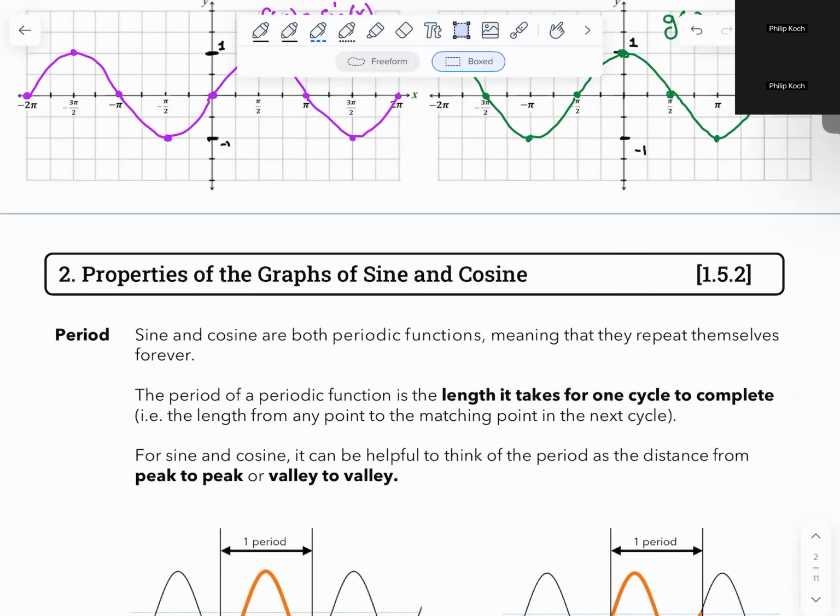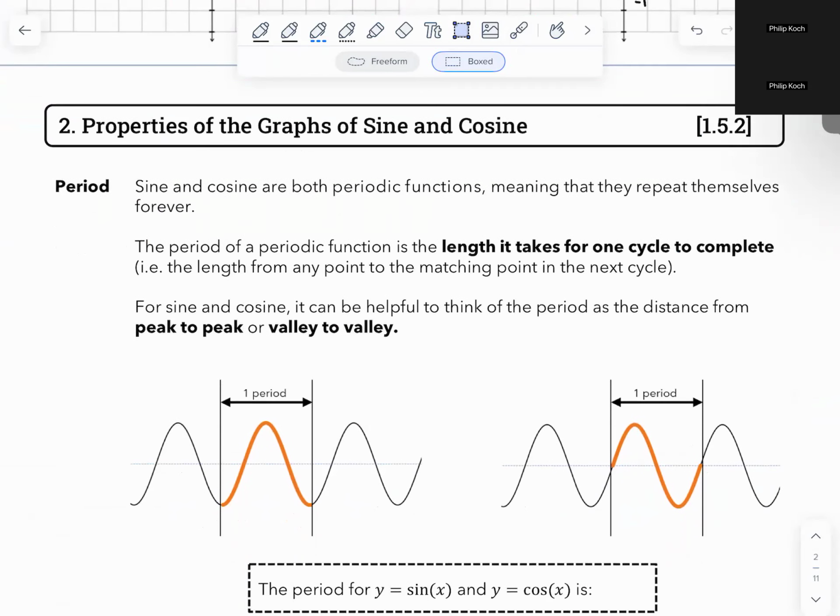So with that in mind, some properties of sine and cosine graphs. You just saw that picture, and one of the things you notice is it repeats itself a lot. It oscillates back and forth, and we call that a periodic function. The period of a periodic function is the length, the distance of x that's required to complete one cycle, i.e. the length from one point to any other matching point on the next cycle.